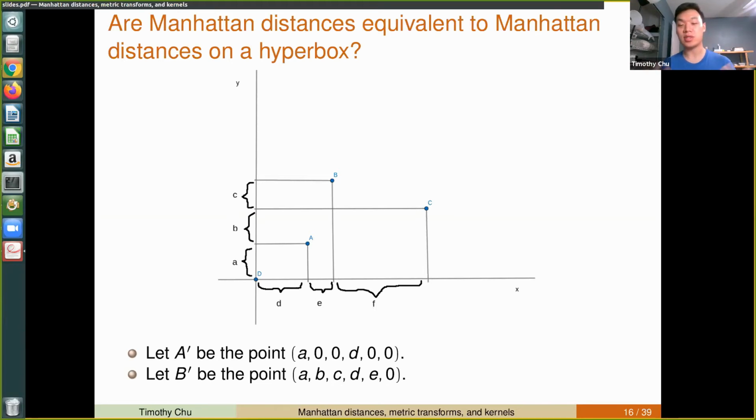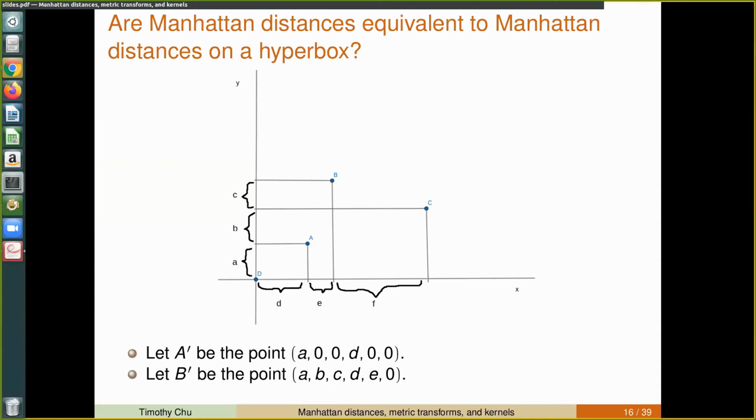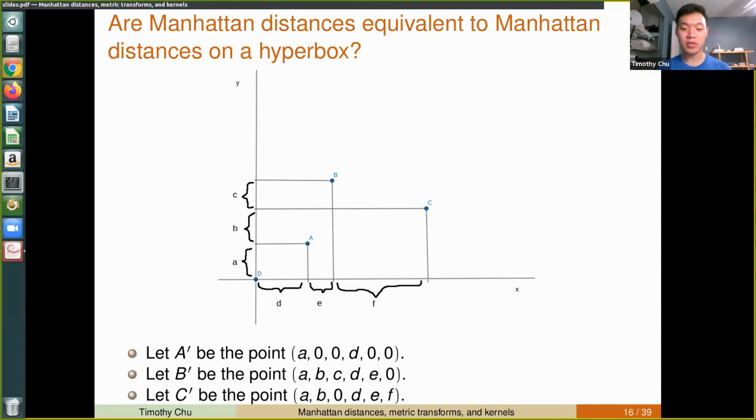Can anyone guess what C will get mapped to in this construction I'm drawing here? Feel free to just shout it out. Anyone? AB0, DEF. That's right. Because it covers AB on the y-axis, it'll just cover AB0. And when you drop it to the x, it covers DEF. So you have DEF next.